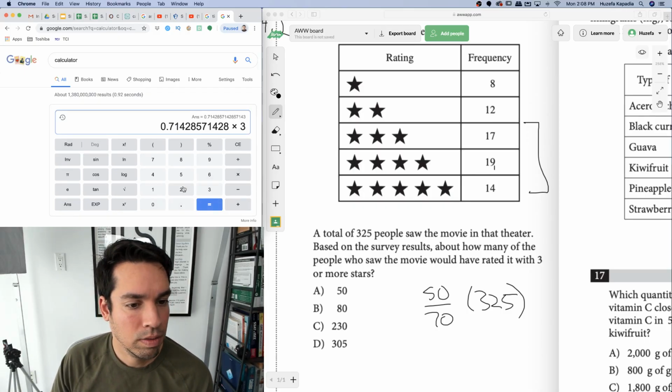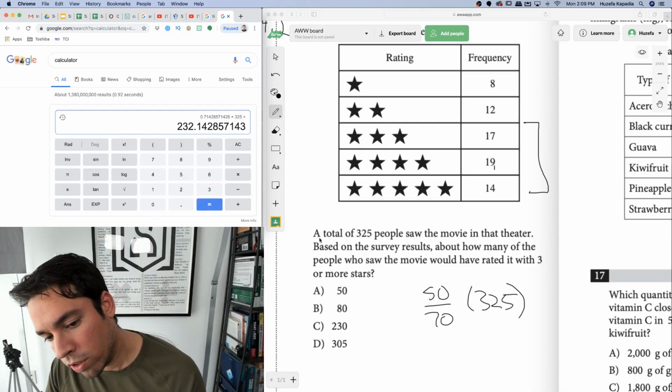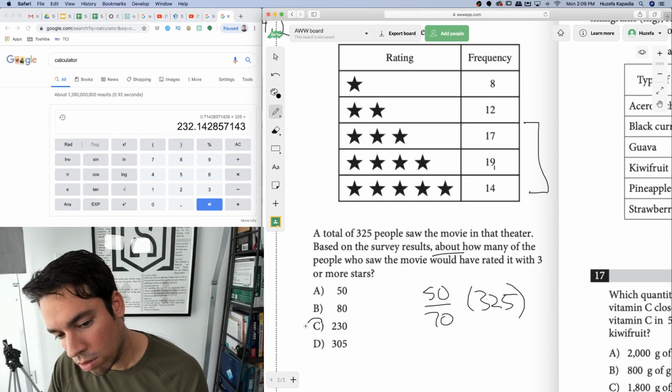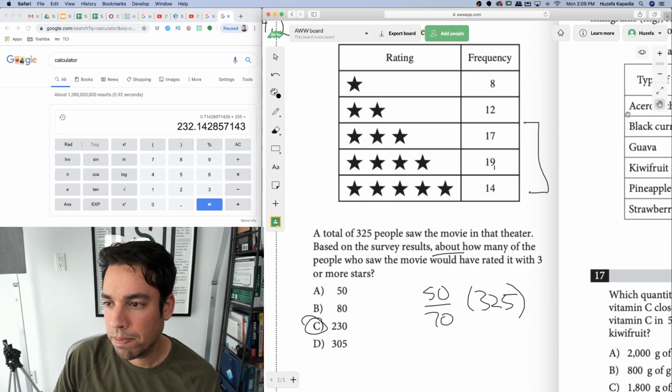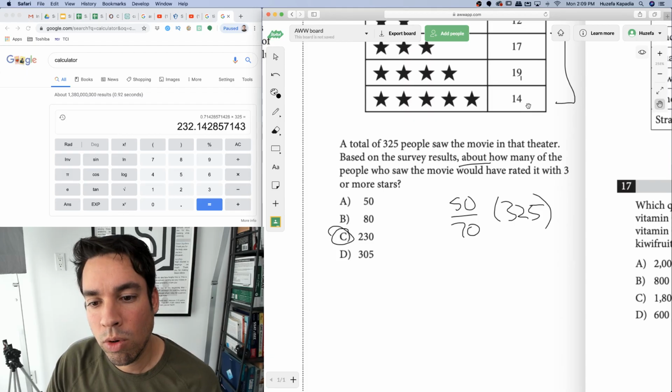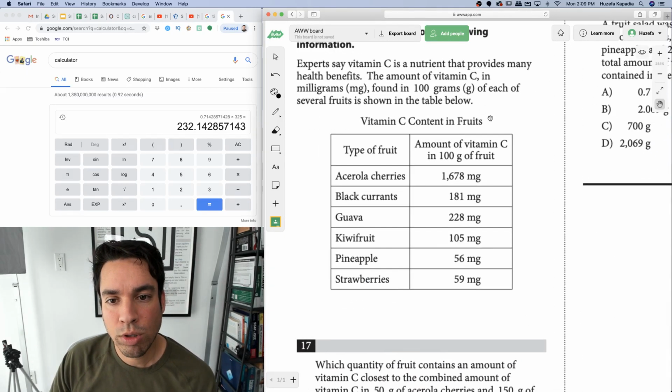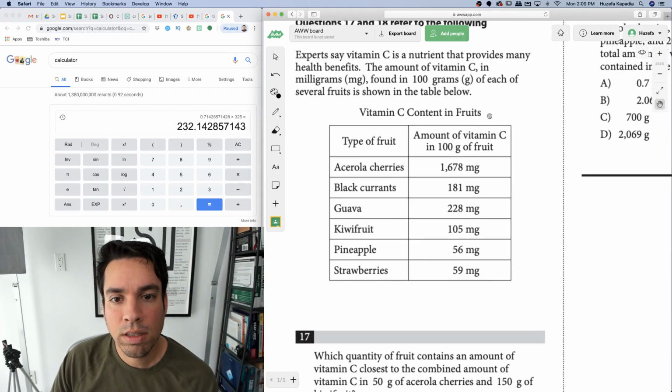Times 325. Come on. Equals 232. About. Again, they're saying about. Boom, done. 230. That's 3 or more, right? So that's 3, 4, or 5. Okay. 17 and 18.